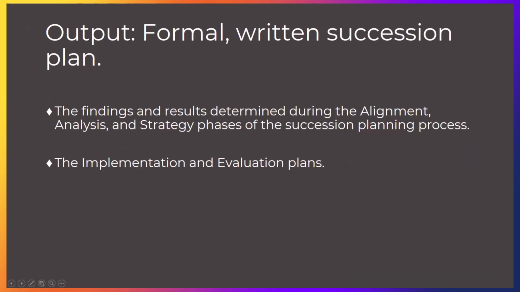And then your output is going to be the formal written succession plan. The findings and results determined during the alignment, analysis, and strategy phases of the succession planning process. The implementation and evaluation plans. So those are all your written formal documents that will come from your succession plan.